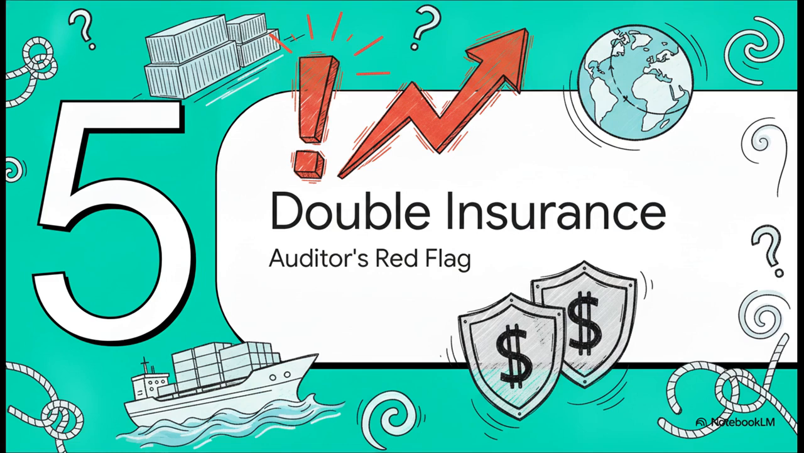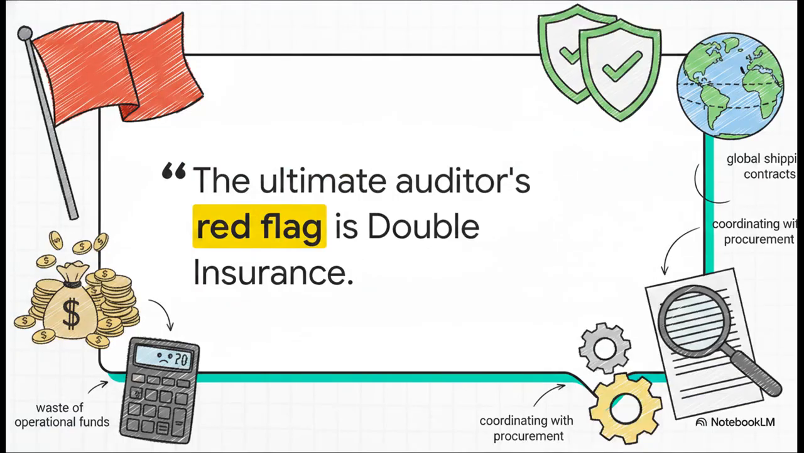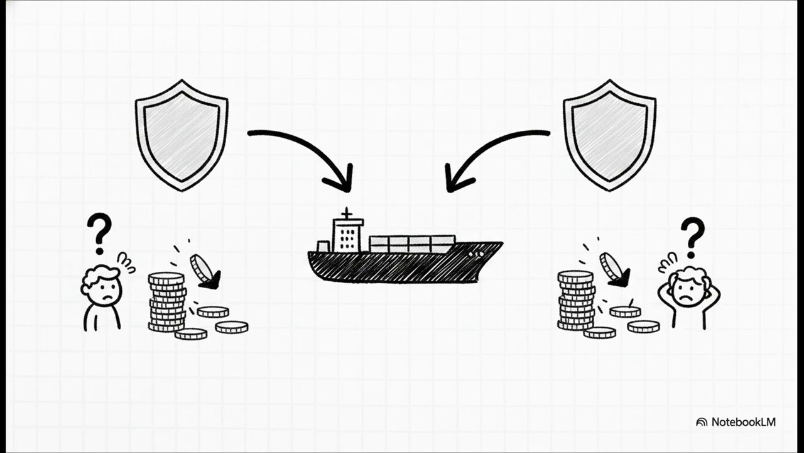The double insurance trap, an agile auditor's eye on massive operational waste. This phrase right here, double insurance, is the ultimate auditor's red flag. You absolutely need to watch out for this because it represents a massive hidden drain on operational funds. And finance teams miss it all the time, simply because they aren't coordinating with procurement on these specific terms. Let's break down exactly how this crazy, costly overlap happens.